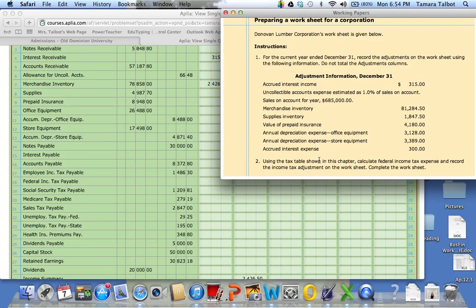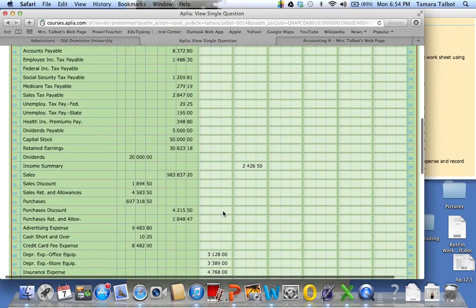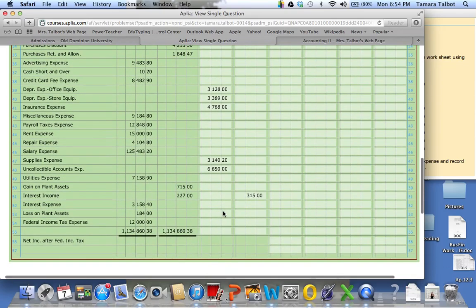And the last one is accrued interest expense is $300. So that's interest payable because we're going to have to pay it. Will be a credit. And interest expense will be a debit. 300.